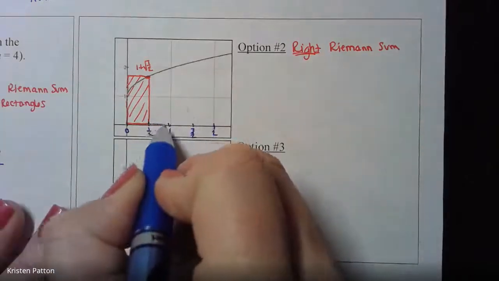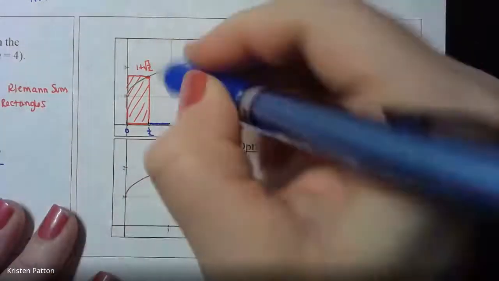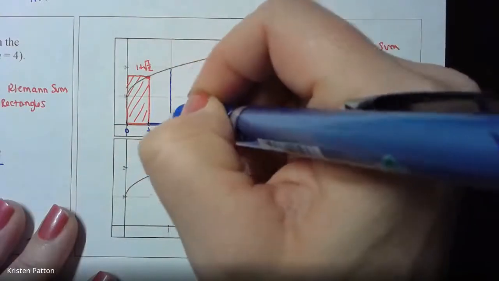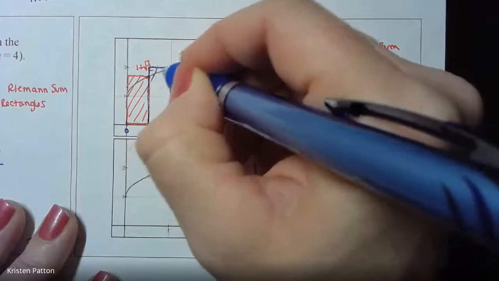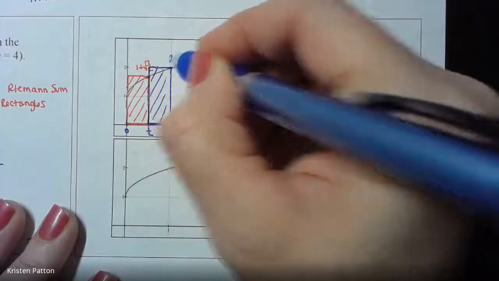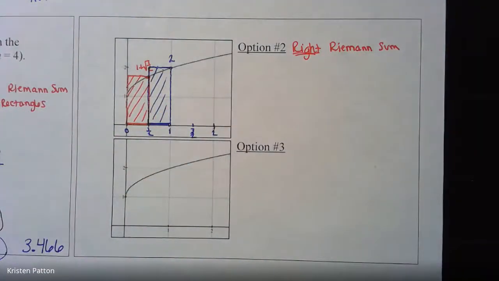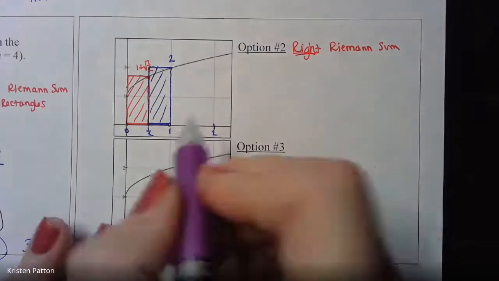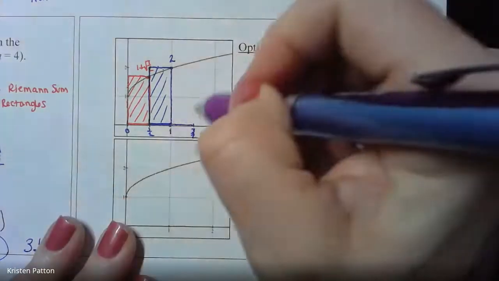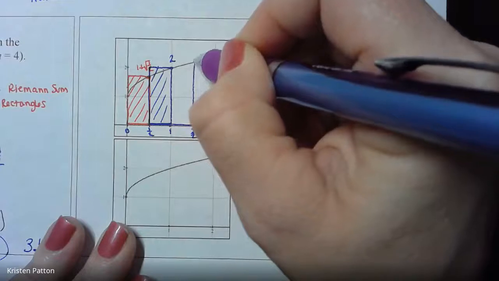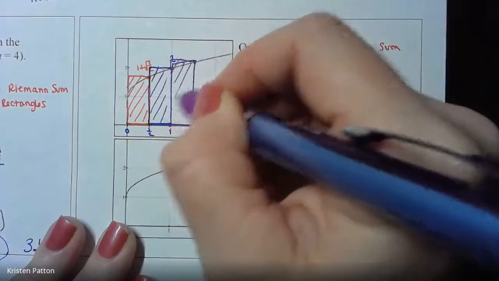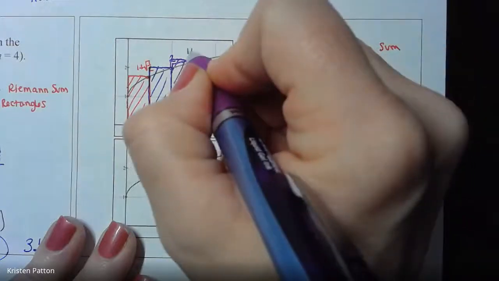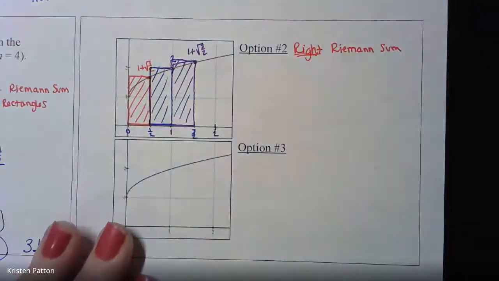Let's see, my second rectangle still sits between 1/2 and 1. I'm going to go up on the right side until I hit the curve. That's the height of my second rectangle. That height there is 2. My third rectangle, up, up, up. Ooh, that wasn't a very good capper there. 1 plus the square root of 3/2.